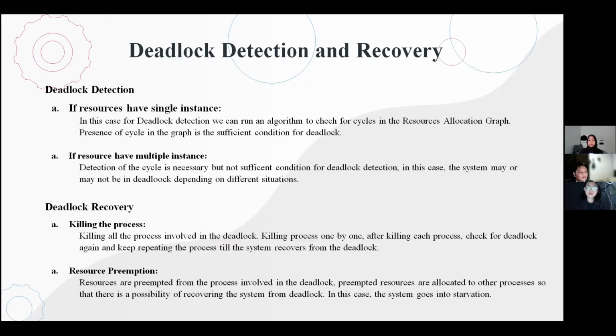B is resource preemption. Resources are preempted from the processes involved in the deadlock. Preempted resources are allocated to other processes so that there is a possibility of recovering the system from a deadlock. In this case, the system may go into starvation.